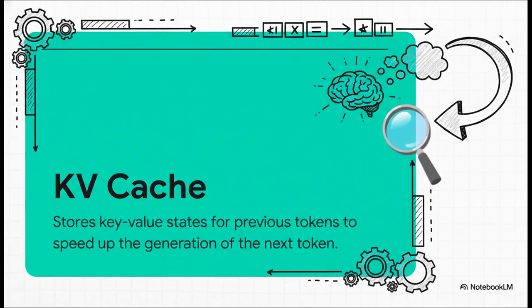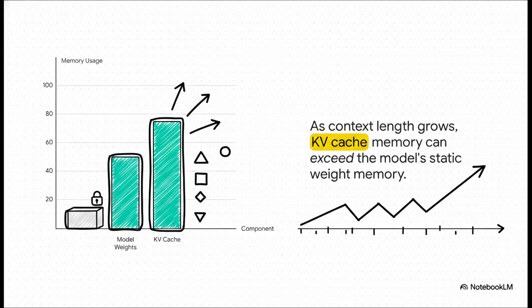Think of it like this. As a model is writing a story, token by token, it has to remember everything that came before to make sense. Without a cache, it would have to reread the entire story from the beginning for every single new word. Insanely slow, right? The KV cache is basically the model's short-term memory. It stores these key and value states, so it doesn't have to do that super expensive recalculation every single time. It's a speed-up trick. And this chart right here just visualizes the problem perfectly.